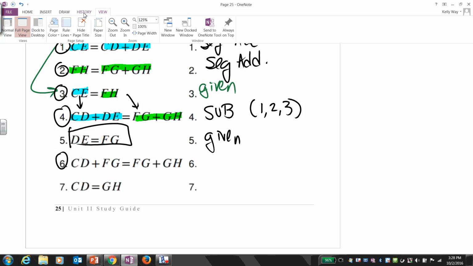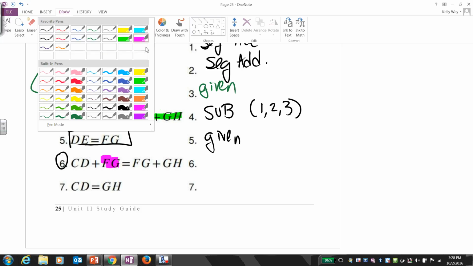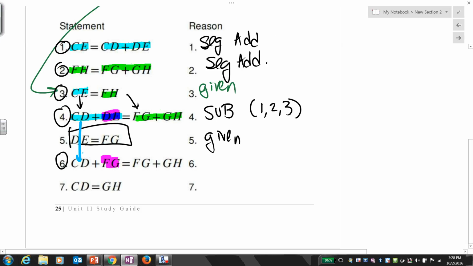All right, you should have noticed that the only difference was the fact that DE got swapped out for FG. You see that? Everything else is exactly the same. It's important that you see that everything else is exactly the same. So again, that's substitution. And which lines did we use to smash that together? We used lines 4 and 5.